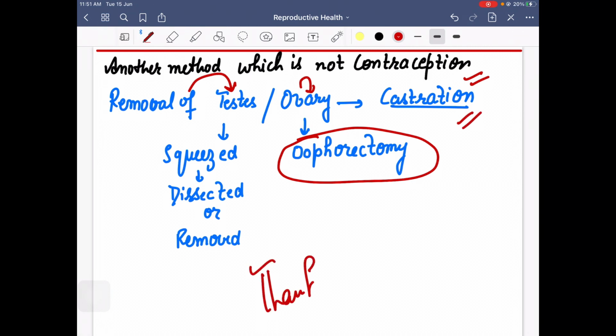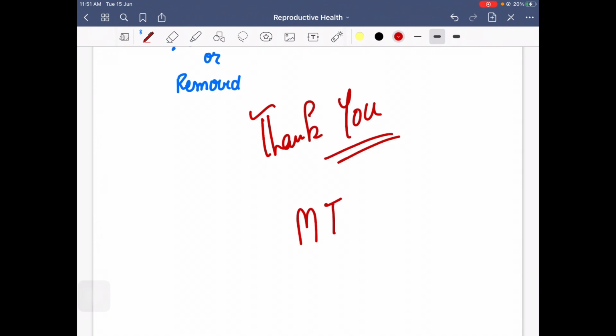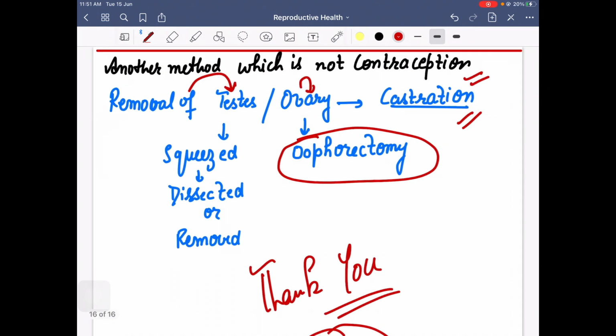So this completes our first part of the chapter, in which we discussed the different methods of contraception. We are left only with the medical termination of pregnancy, as well as the different infertility methods by which a couple can conceive a baby. That I will proceed with in my next 2 lectures.